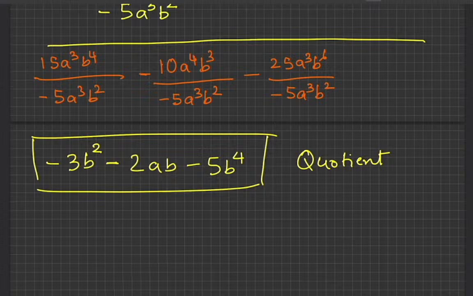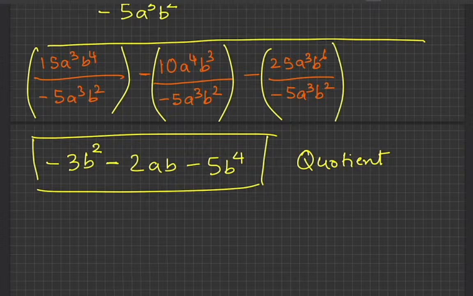But you have a negative sign in the middle. So remember, this will be your quotient.